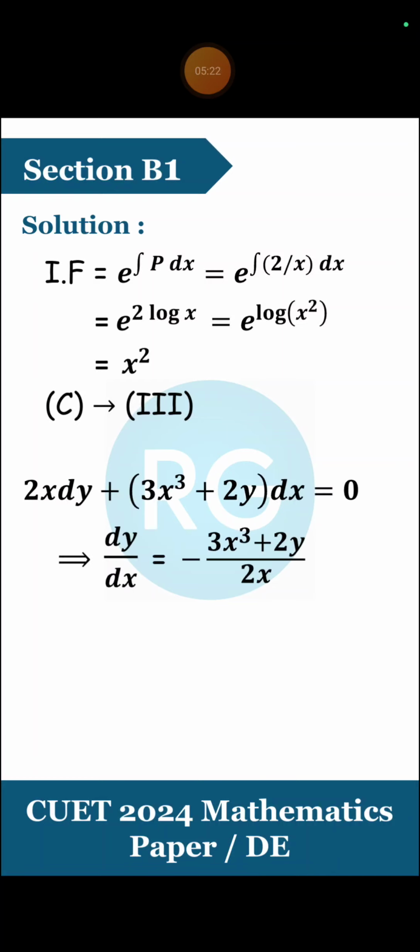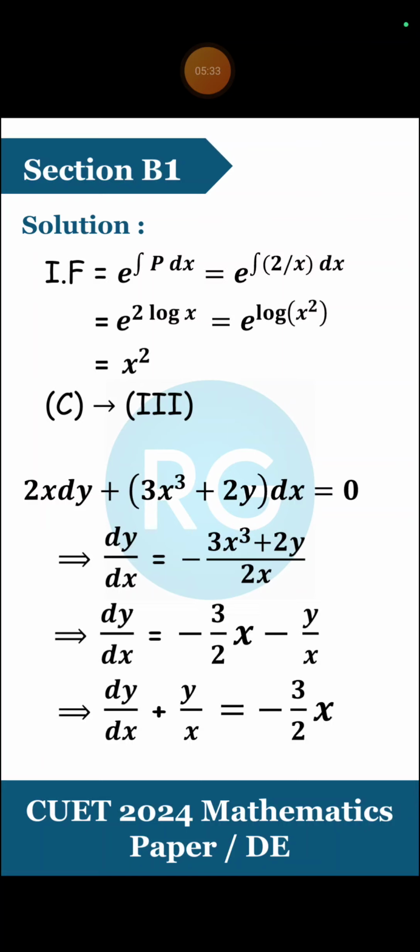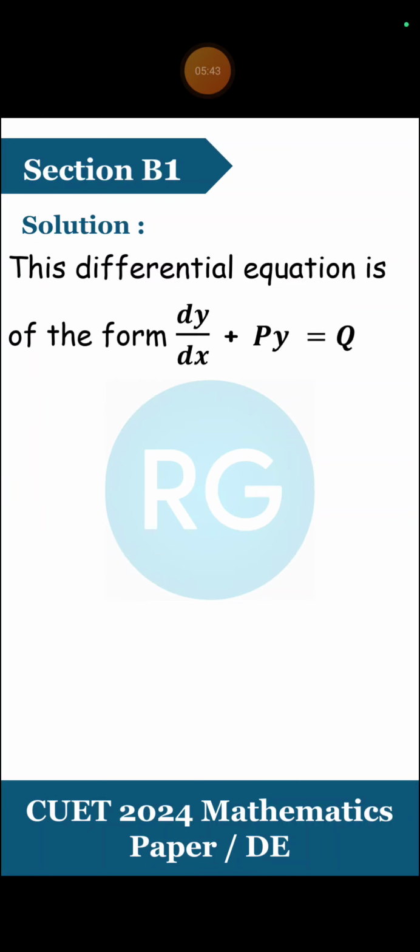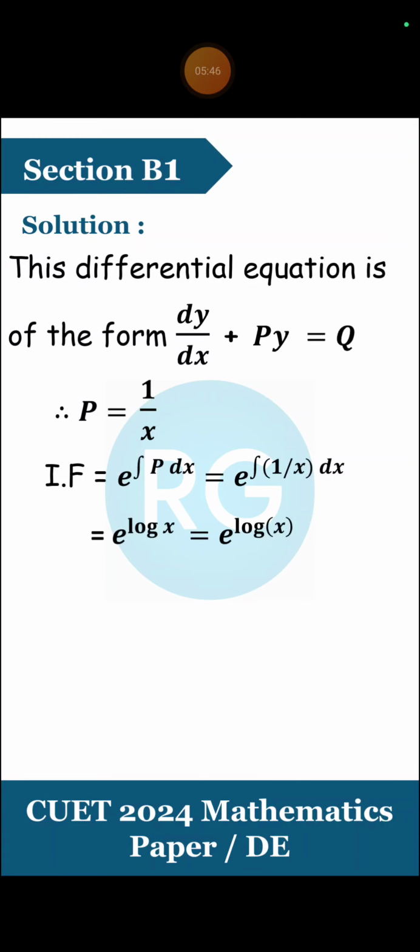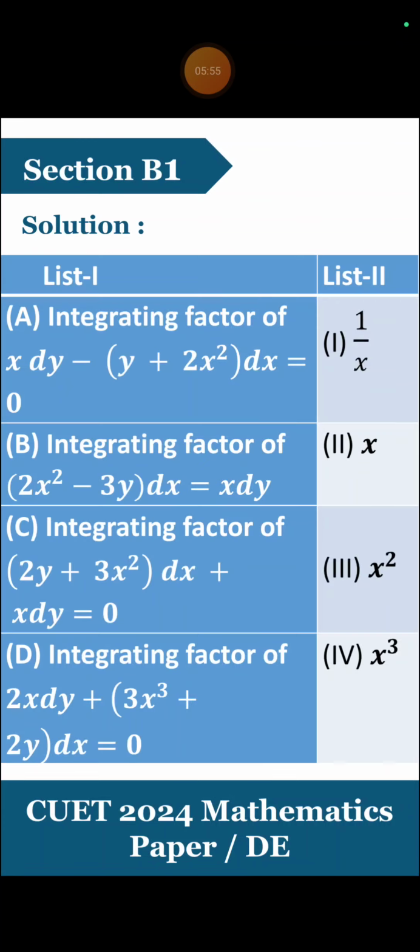And the last one, that is dy by dx, again I divide individually by 2x on both sides, and y by x will be shifted to the other side. So dy by dx plus y by x equals to minus 3 by 2x. Now I'm only worried about p. So I'll see that p is 1 by x. So integration of 1 by x is log x. So e raised to the power log x. So I finally get the answer as x. So D is related with 2.